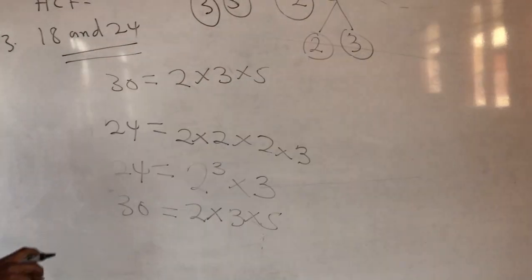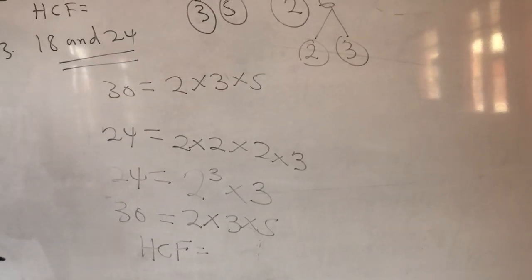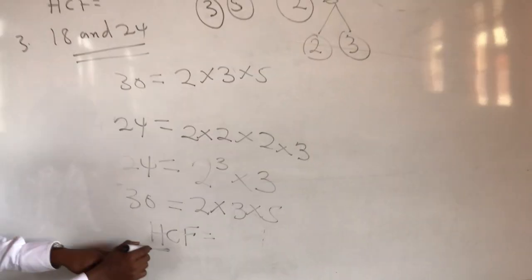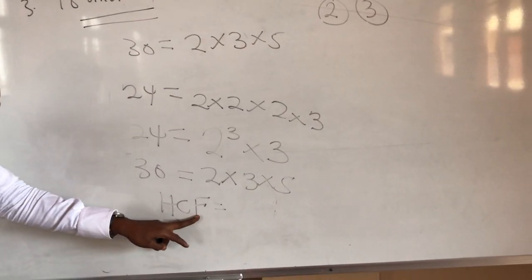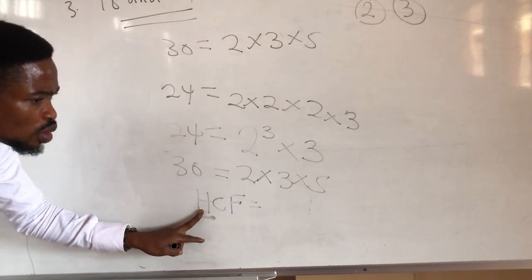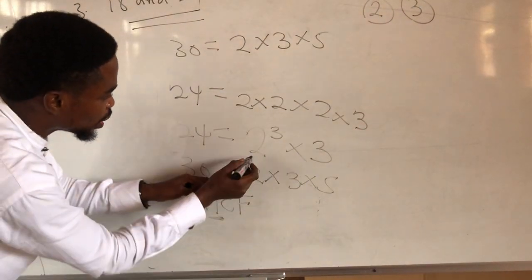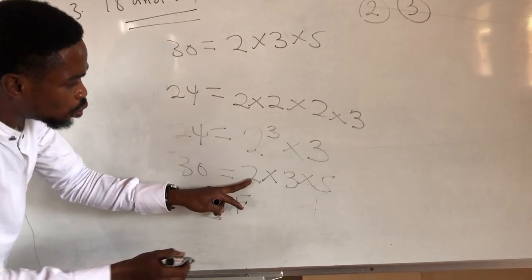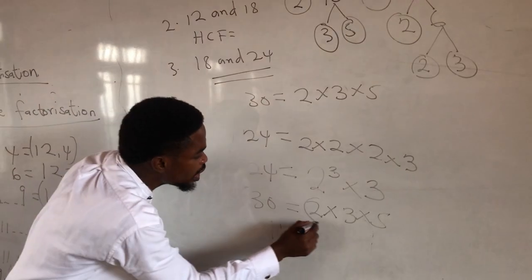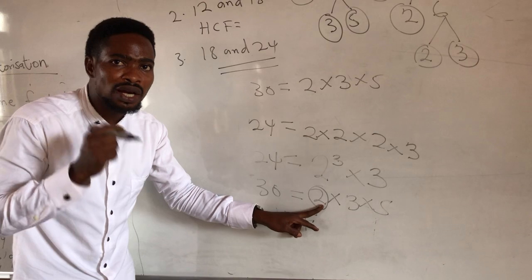Now we are looking for the HCF. I told you earlier that because it is the highest common factor, we bring it down. So in the HCF, we look for the lowest products. Between 2 raised to the power 3 and 2, which one is the lowest? 2 is the lowest because 2 has no power.